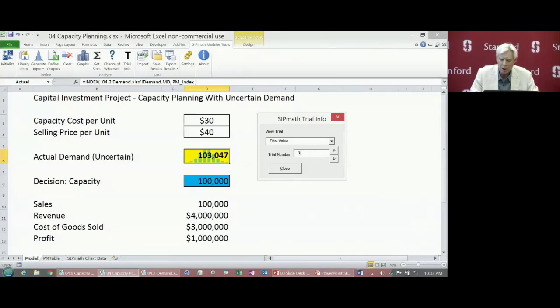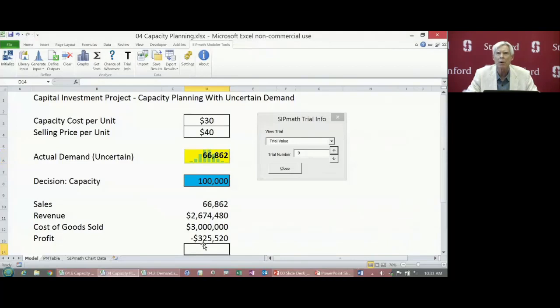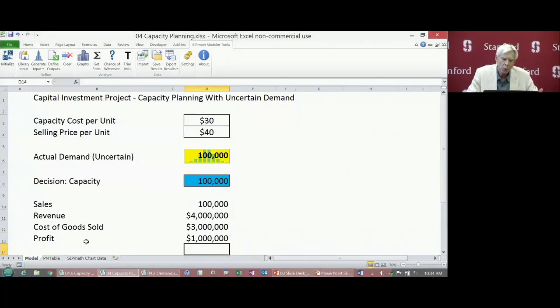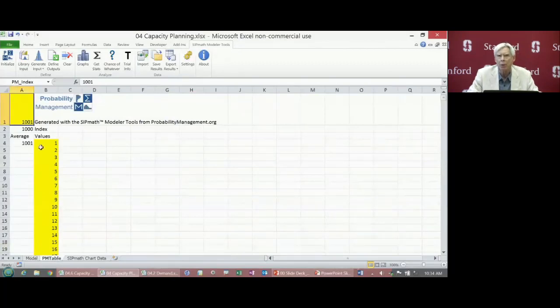It's auditable. I remember number 9 isn't very nice. Because on trial 9, we only had 66,000 in demand, and we lost $325,000. So remember, you told the boss, hey, I expect $1 million, and the boss is going to say, well, you didn't tell me about the chance of losing $325,000. Let's go back and look at the average here. There's our average, and what we see is that we make $1 million.